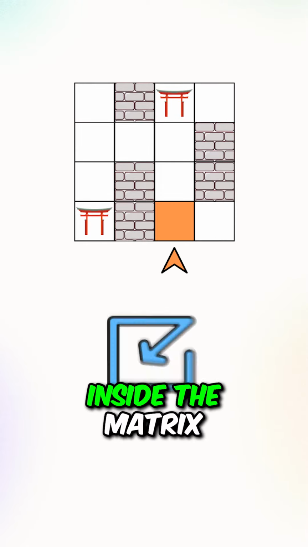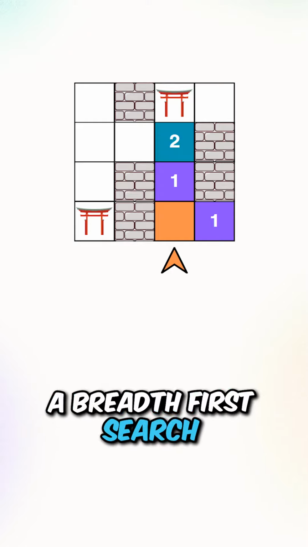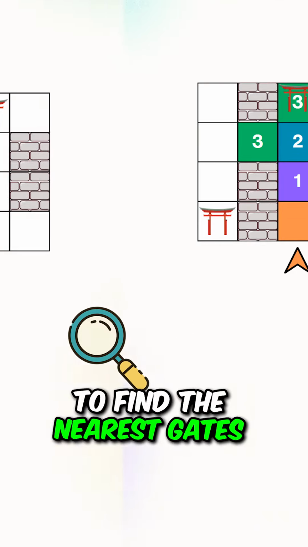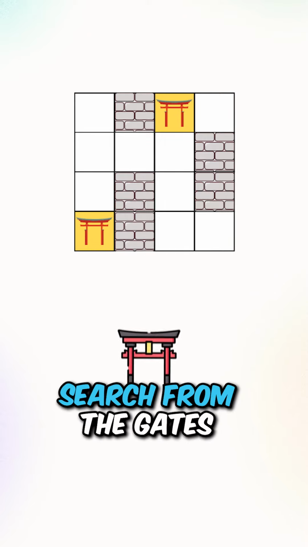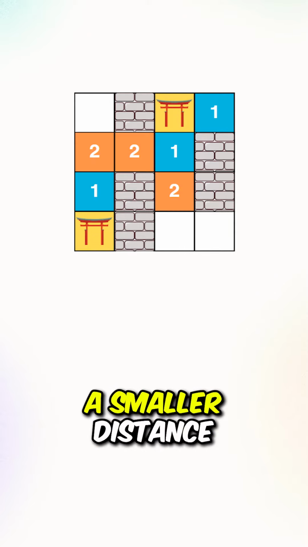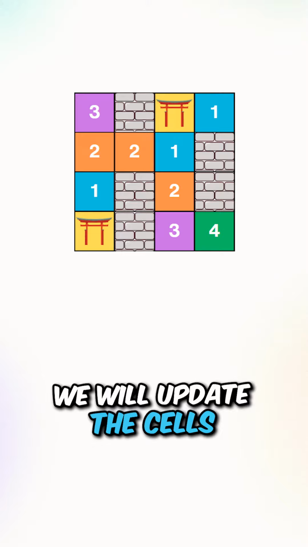For each of the cells inside the matrix, we can perform a breadth first search to find the nearest gates. Now let's look for a more optimized approach. What we can do instead is start breadth first search from the gates. Every single time we find a smaller distance, we will update the cells.